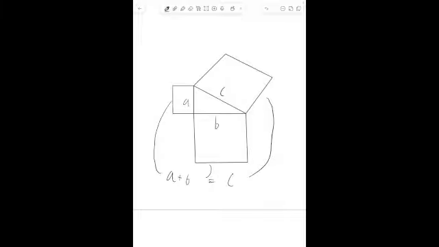It doesn't matter how big the triangle is. If it's a right triangle, this relationship will always hold. There are actually over 400 different proofs, including one from President James Garfield, but the idea is always the same. The geometry forces these areas to match.